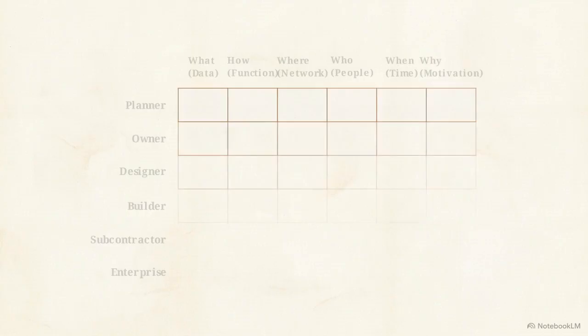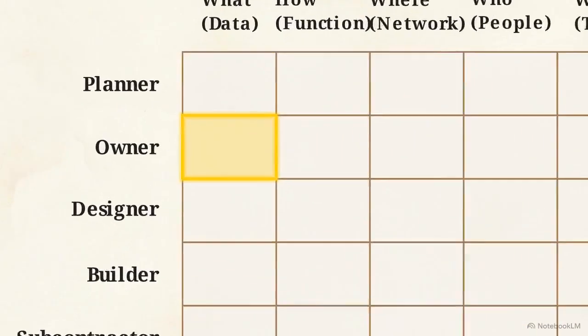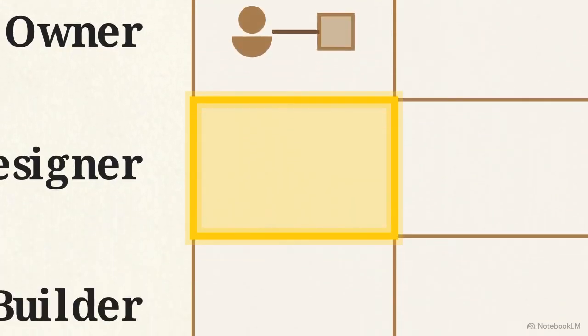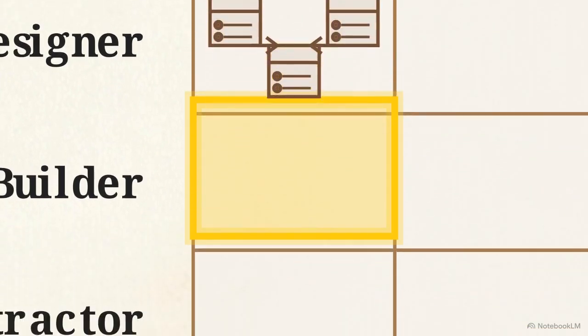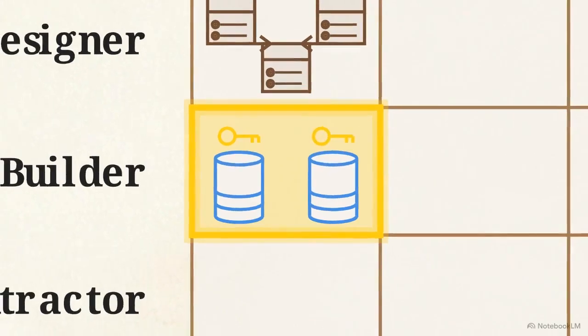This reveals the law of perspectives. The definition of data changes depending on which organizational row you are looking at. From the business owner's perspective in row 2, data is conceptualized as high-level business entities and their relationships. For the systems designer, those broad concepts must be translated into a logical data model that respects normalization and relational integrity. In the builder's perspective, the logical model is hardened into physical tables, segments, and keys.